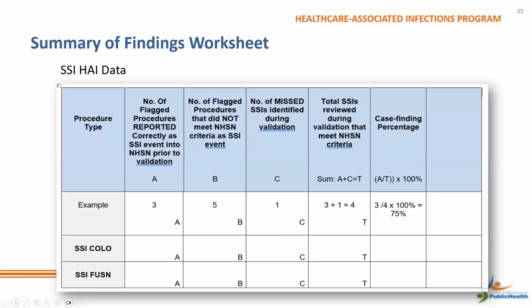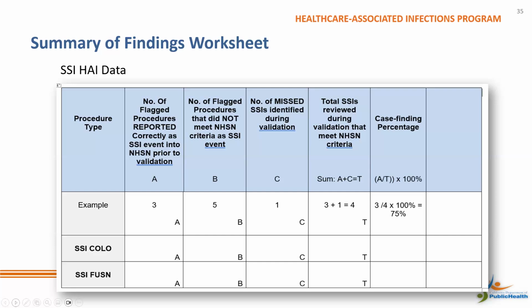So now we're moving on to SSI. For SSI, column A, this is where you will put the number of flagged procedures reported correctly as an SSI event into NHSN prior to validation. So column A, for example, we have 3. For column B, this is where you will put the number of flagged procedures that did not meet NHSN criteria as an SSI event. For example, we have 5. And for column C, the number of missed SSIs identified during validation, we have 1.